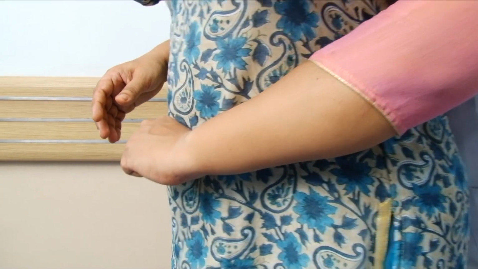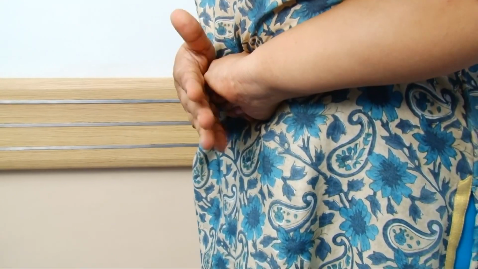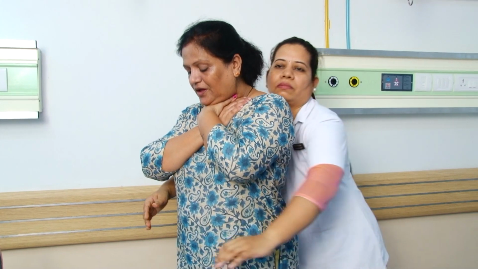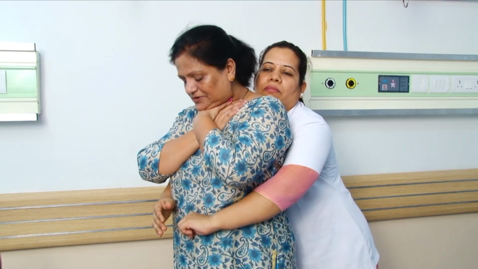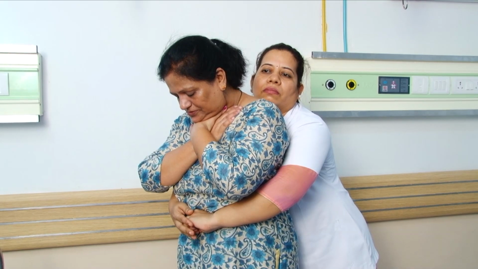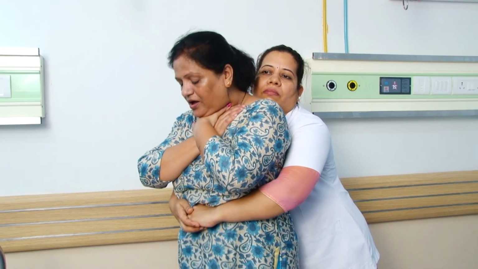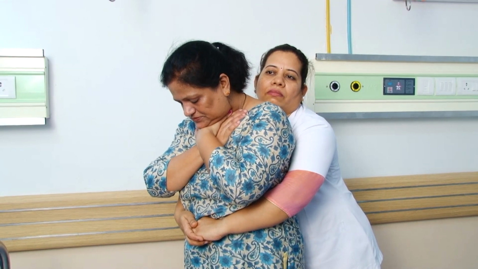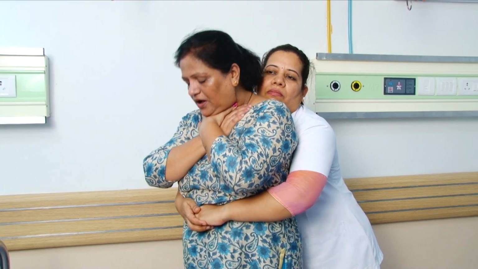Place the thumb side of your fist against the victim's abdomen, in the midline slightly above the navel and well below the breastbone. Grasp your fist with your other hand and press your fist into the victim's abdomen with a quick, forceful inward and upward thrust. Repeat until the object is expelled or the victim becomes unresponsive.